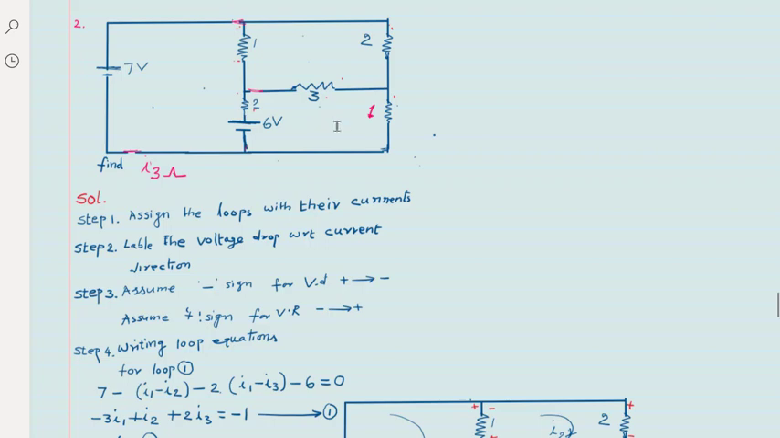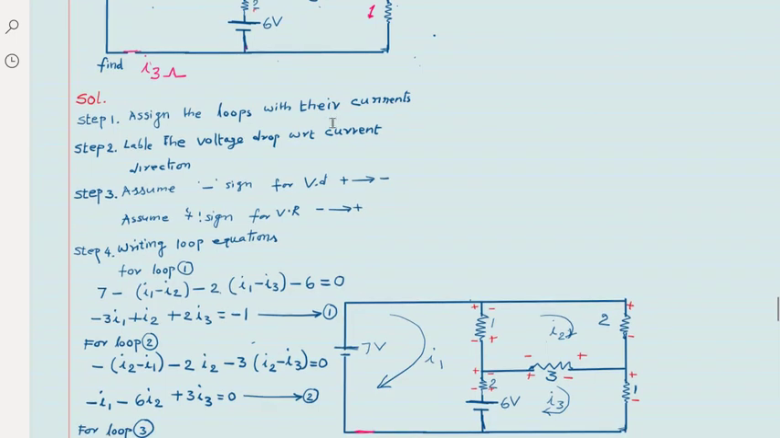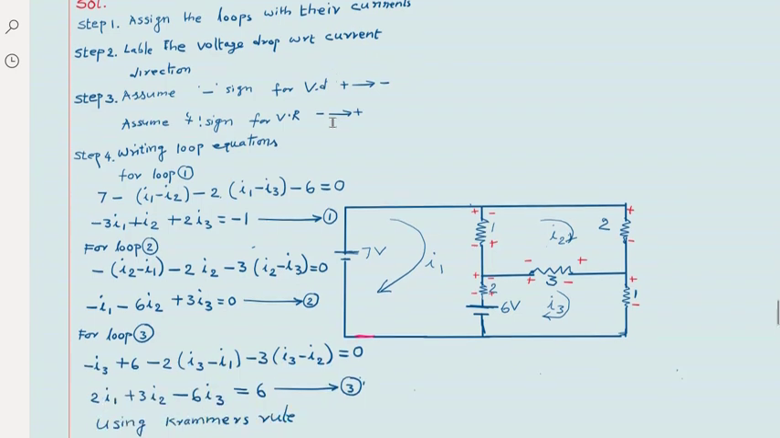To solve this type of problem, first of all, we have to designate loops. That means we have to identify the loops with numbers, and then assign loop currents, and after that we have to give the polarity for each element in the circuit with respect to the current flowing in each loop. Then we write the loop equations.